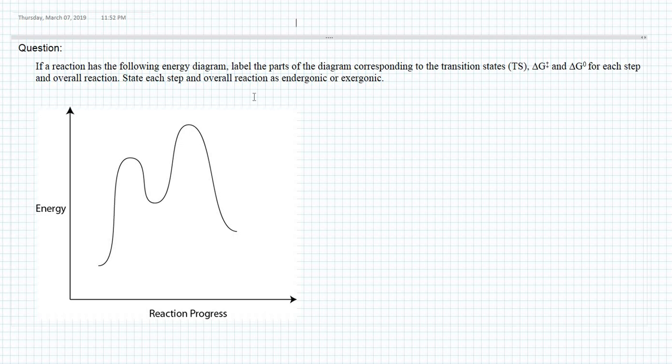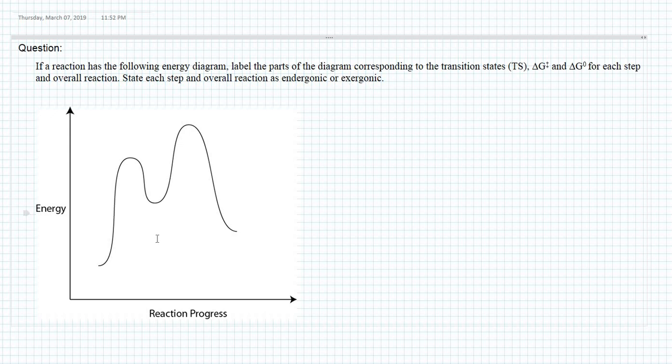Hi, in this tutorial we are going to solve a question related to energy diagrams for chemical reactions. The question asks, if a reaction has the following energy diagram, label the parts of the diagram corresponding to the transition states, activation energy, delta G double dagger, and delta G superscript 0, which is Gibbs free energy change for each step and overall reaction. State each step and overall reaction as endergonic or exergonic.